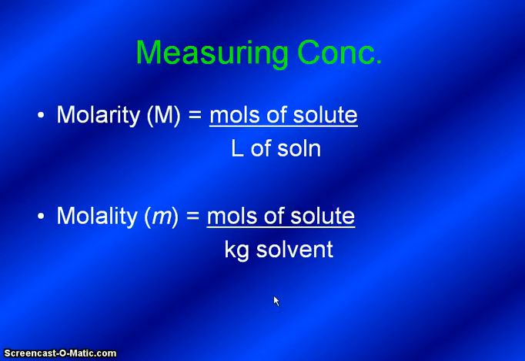Another one you might have heard of is parts per million. That's milliliters of solute divided by 1 million milliliters of solution. And that's one that the EPA uses a lot in regulating drinking water conditions, things like that. So that's ppm, or parts per million.